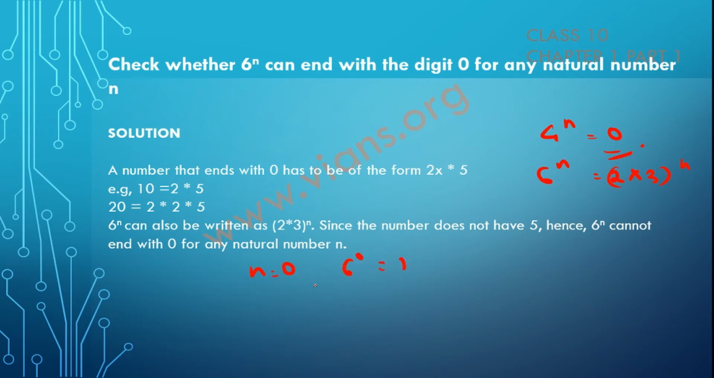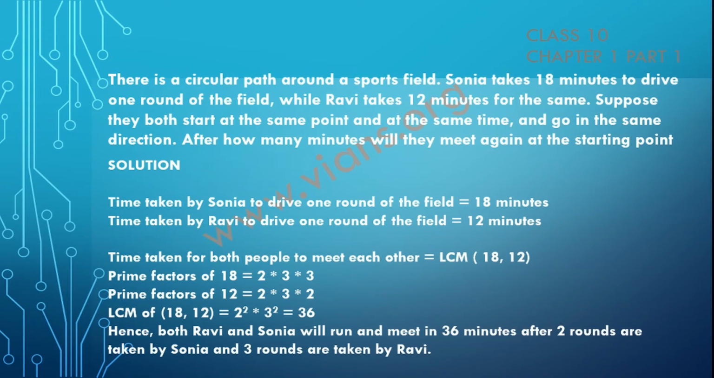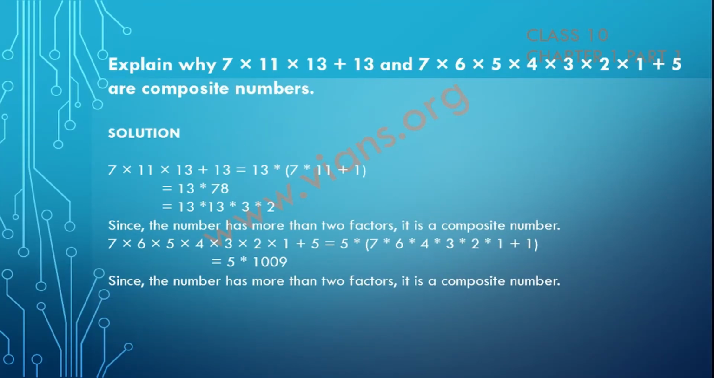So if n is equal to 0, you would have 6 raised to 0, that's 1. N is equal to 1, and so on. Always it would end in 6. It would never end in 0. So hence it cannot end with 0. So that's the solution to that one.